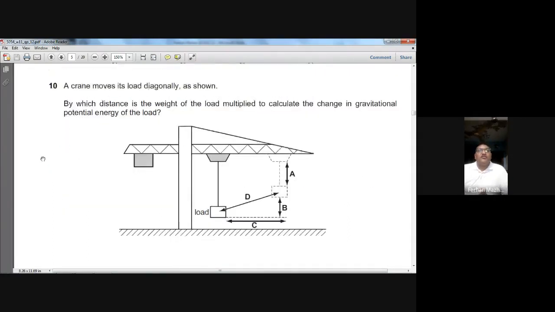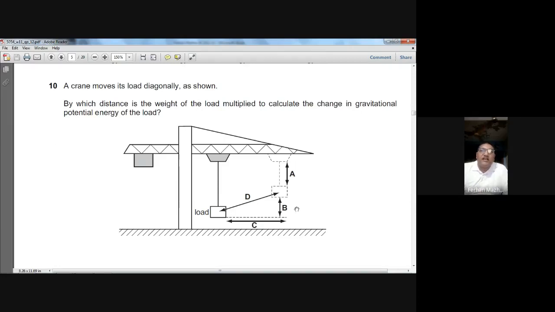Okay, on your screen, question number 10. A crane moves its load diagonally as shown. By which distance is the weight of the load multiplied to calculate the change in gravitational potential energy of the load? You know, the change in gravitational potential energy is weight multiplied by the vertical height gained by the load.